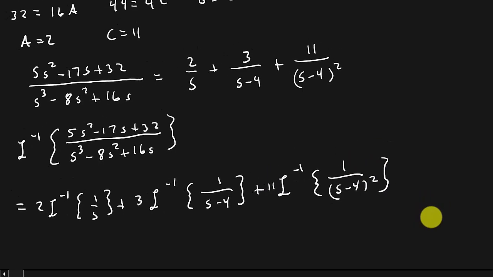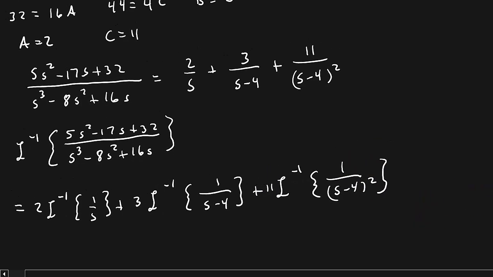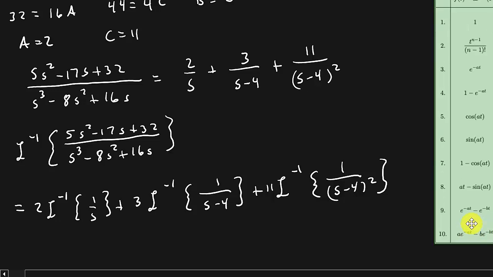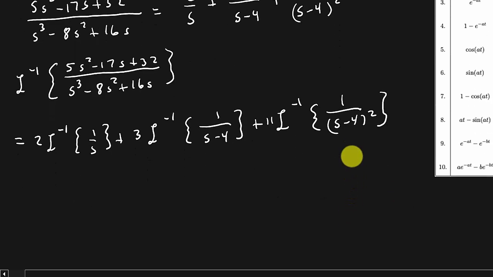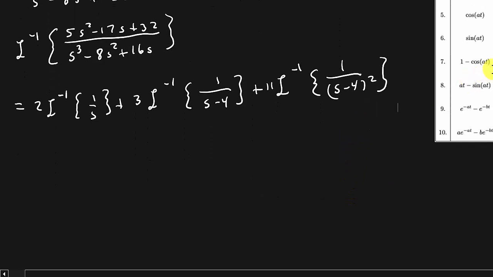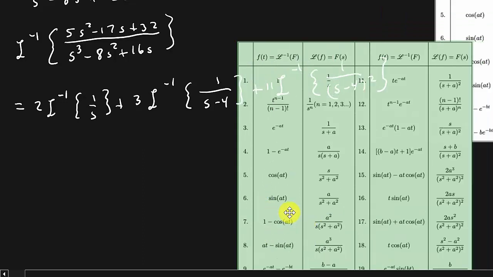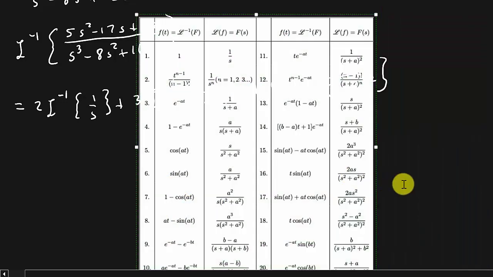All right, so now what we need is our table. Let's bring the table over here, and let's look at the first one. The first one's easy. See the 1 over s, it's just 1. So that's just going to be 2 times 1. Nothing to it on that one.